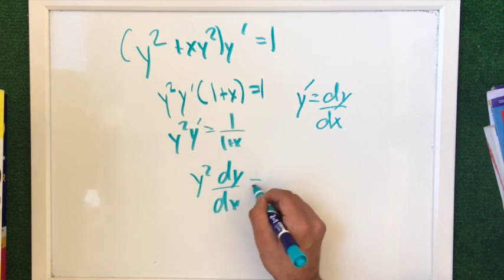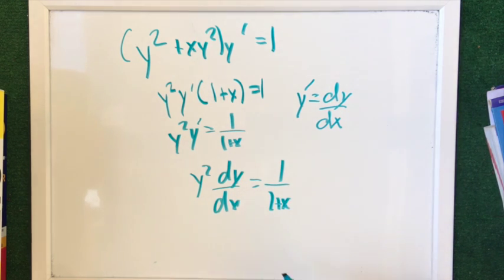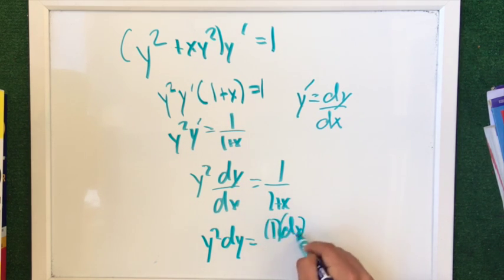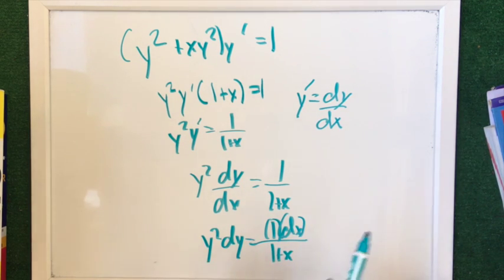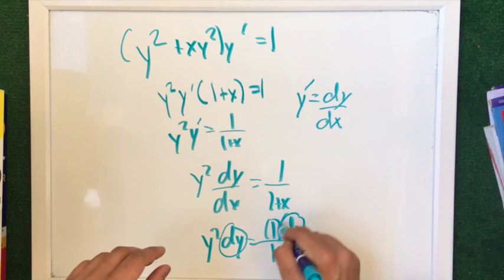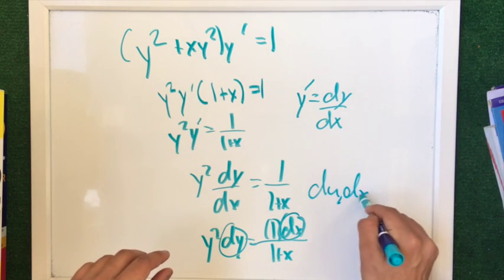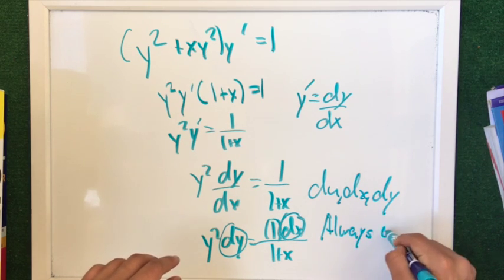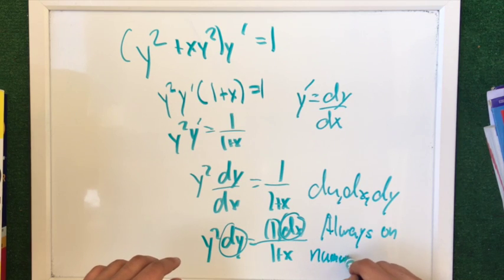y squared dy equals 1 over 1 plus x dx. Next, we want to put each variable with its own dy, dx, or any other variable. A very important fact about this is that these always need to be on the numerator. Without it on the numerator, you can't take the integral of your equations, which is the main point of this concept. You always want to have these on the numerator, whether it be du, dx, dy, always on the numerator, or otherwise it would not be separable, and you would need a matrix for that.